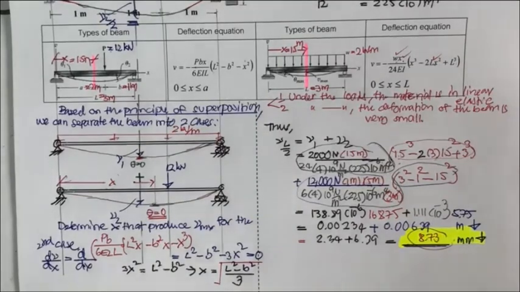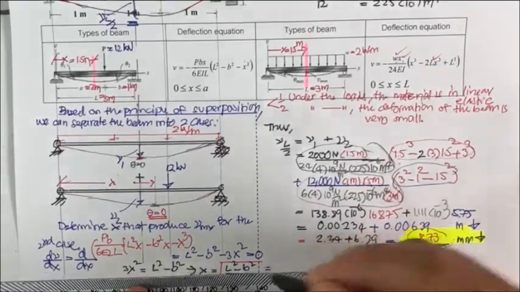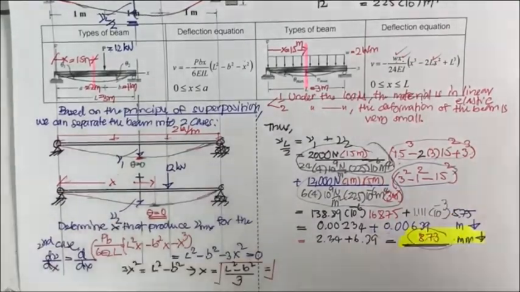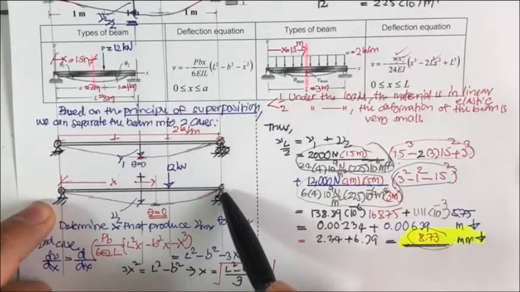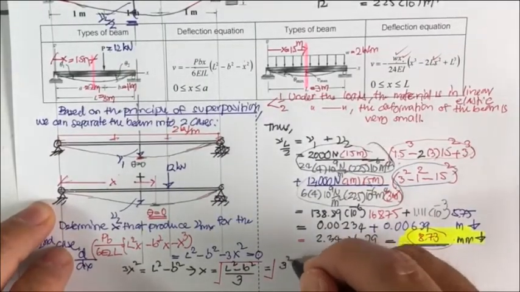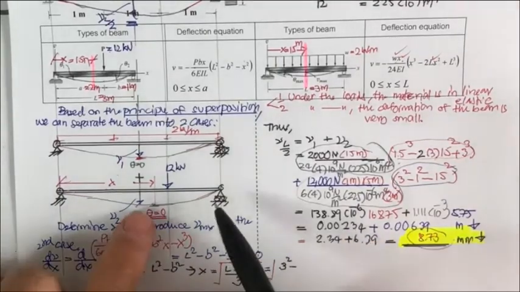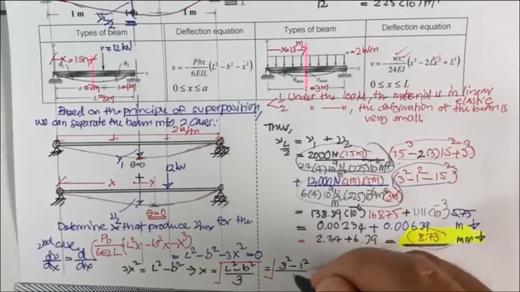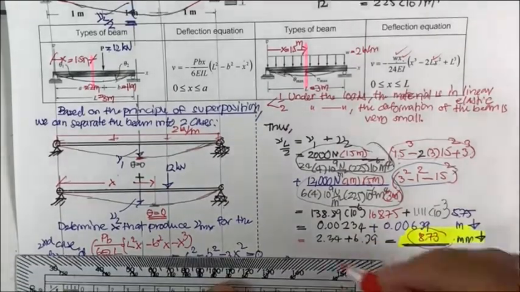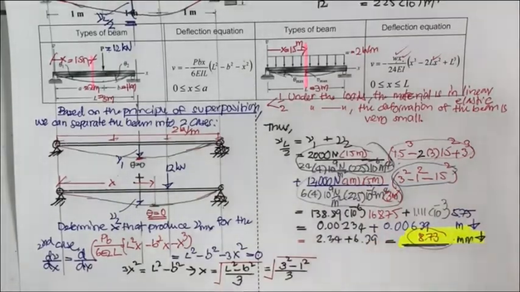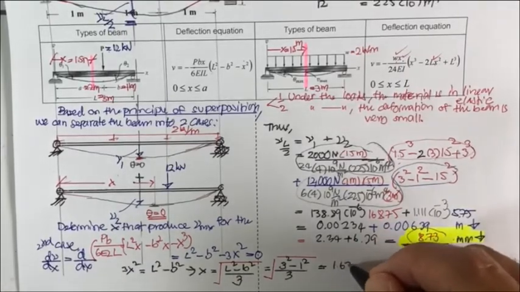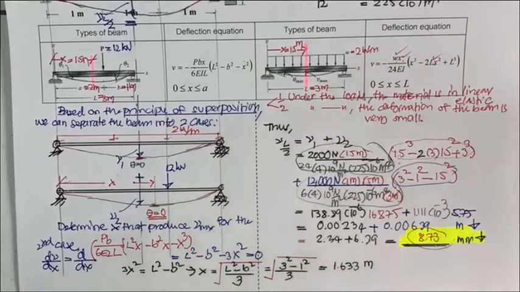Okay, if you put in further, you may get this one equal to the square root of L square. How much? L is the length here, it's going to be 3 meters, so it's going to be 3 square, and then minus the b, the b is here, the b is 1 square, divided by 3. And if you put this into your calculator, you may get x to be 1.633 meter. Okay, 1.633 meter.